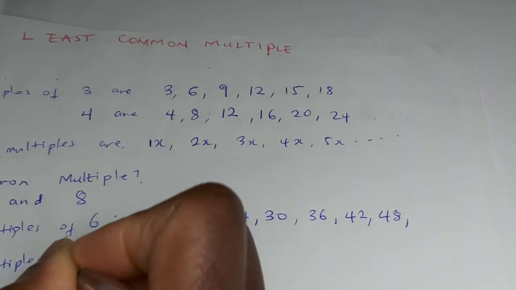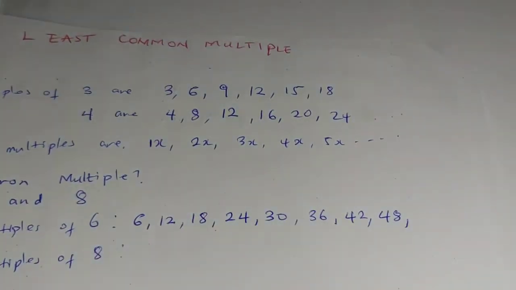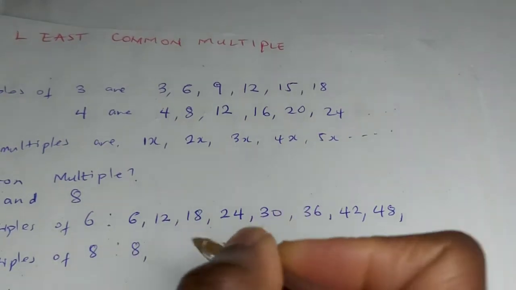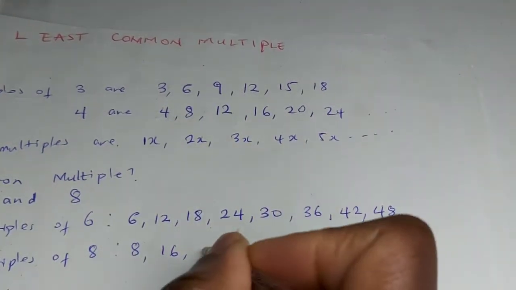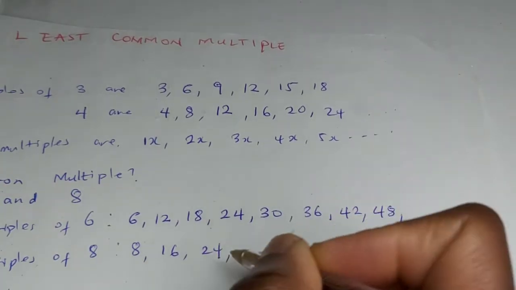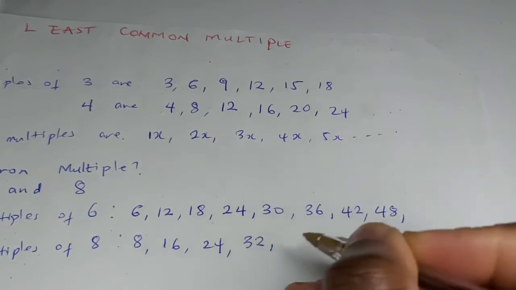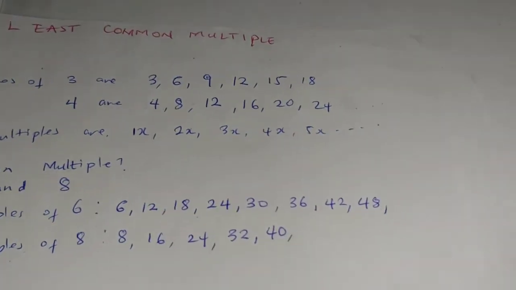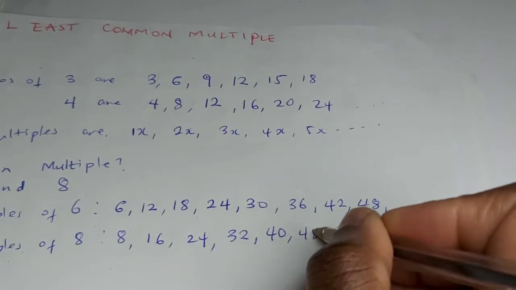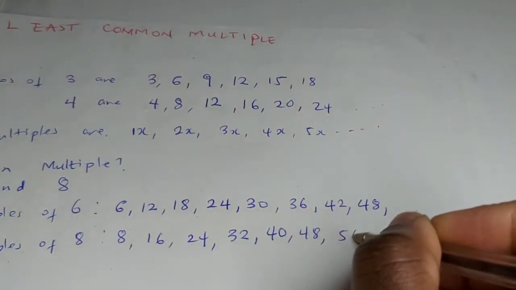Multiples of 8. 8 times 1, 8. Times 2, 16. Times 3, 24. Times 4, 32. Times 5, 40. Times 6, 48. Times 7, 56.